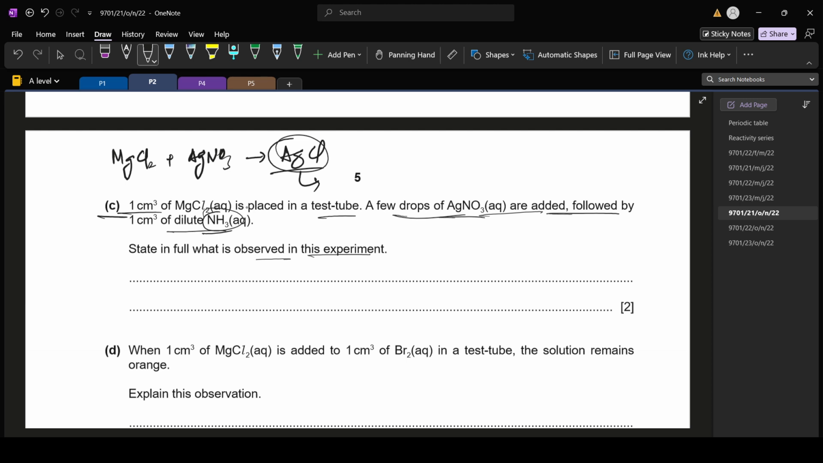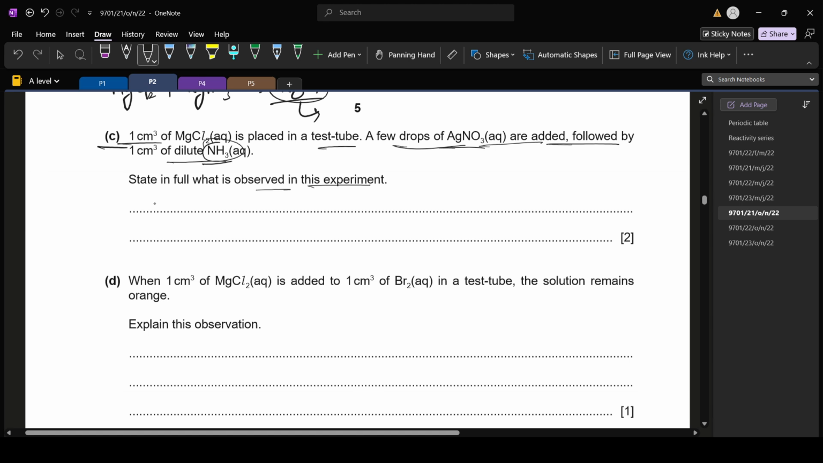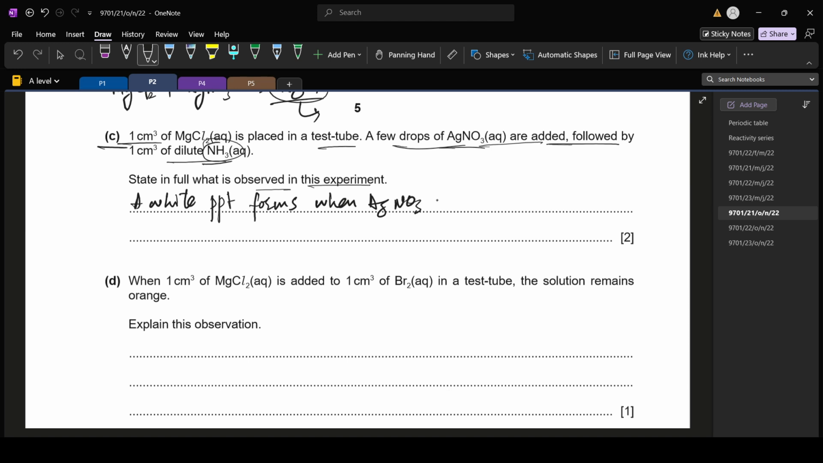And this AgCl will be soluble in dilute aqueous ammonia, so this PPT will dissolve. So what will be the observation? Firstly, you will note the white PPT, then the white PPT will dissolve. A white precipitate forms when silver nitrate is added.